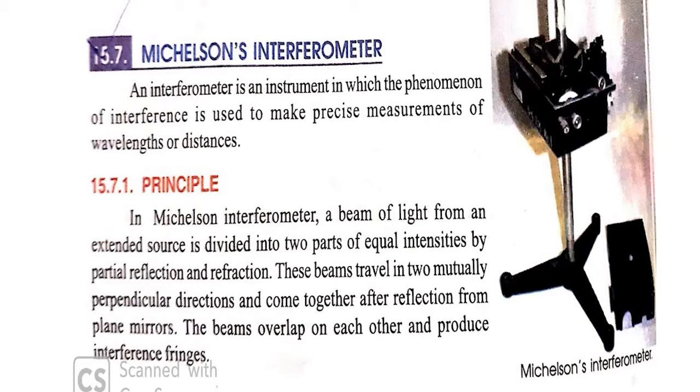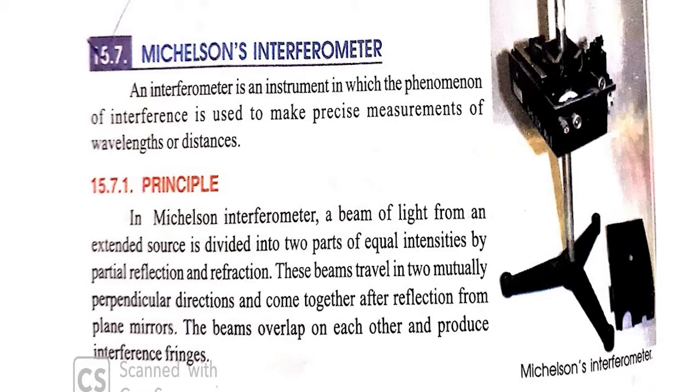So basically, interferometer means we have discussed air wedge, we have discussed Newton's ring, and the third one we are going to discuss is interferometer. An interferometer is an instrument in which the phenomenon of interference is used to make precise measurements of wavelengths or distances. It is basically used to calculate small distances or wavelengths of unknown sources of light. It is much more sophisticated and gives much better results as compared to Newton's ring arrangement.